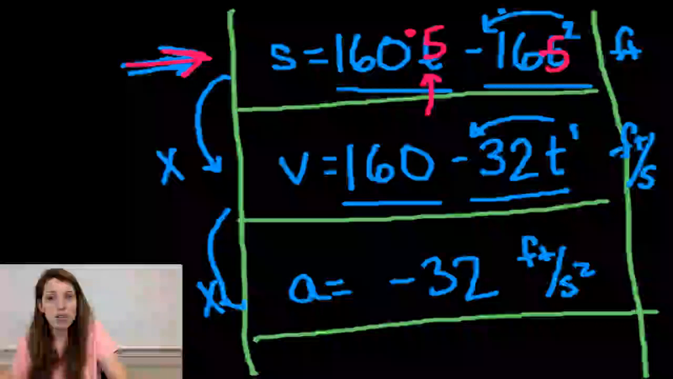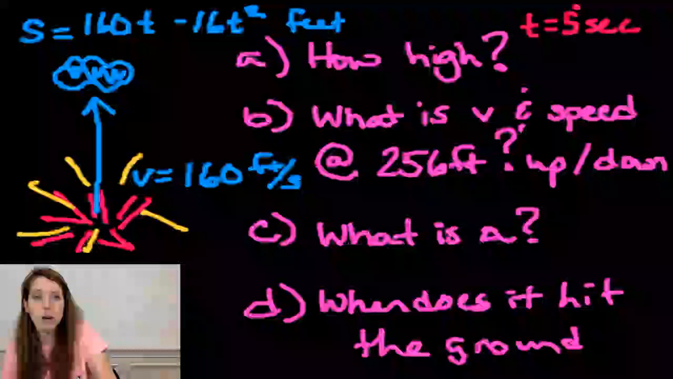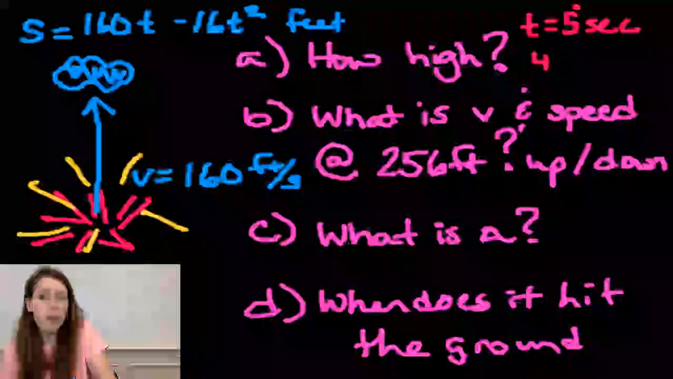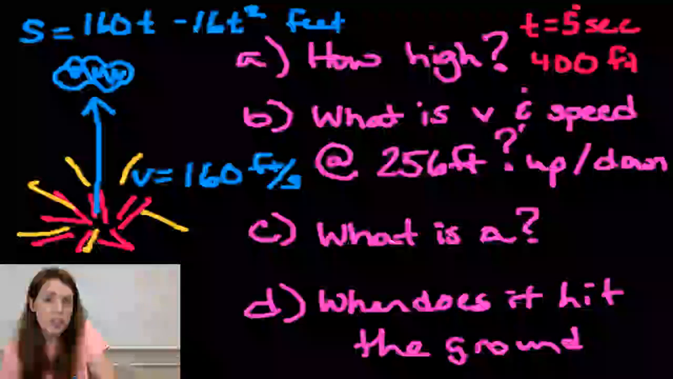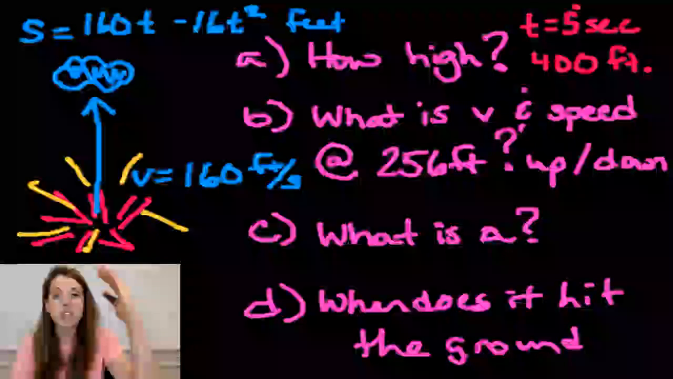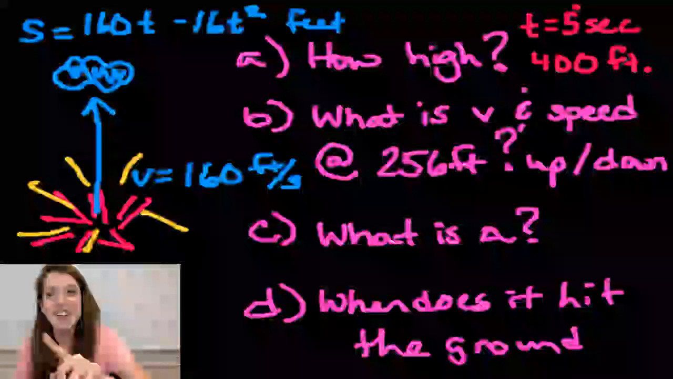So what does that mean? This is a position equation. It gives us units of feet. 400 feet is now the answer to our first question. How high does it go? Well, 5 seconds to get there, but 400 feet is the height once it reaches that point. All right, that was question 1.